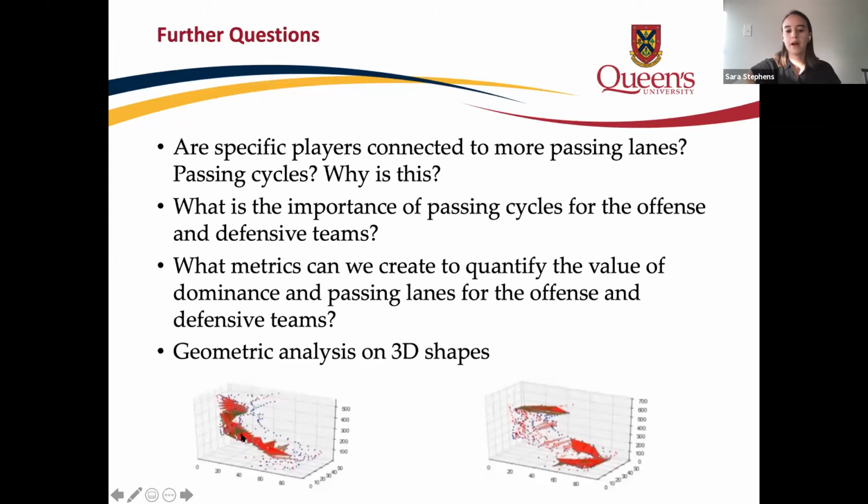So you can see here the passing cycles for the defensive on the left and the offensive on the right, and what do these say about the importance of passing cycles for each team respectively, and potentially looking at creating a metric that quantifies the value of passing lanes for the offensive and the defensive teams, and doing geometric analysis on these polygon shapes created over time.